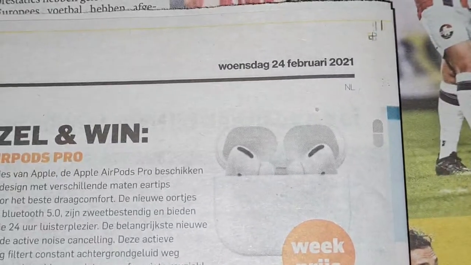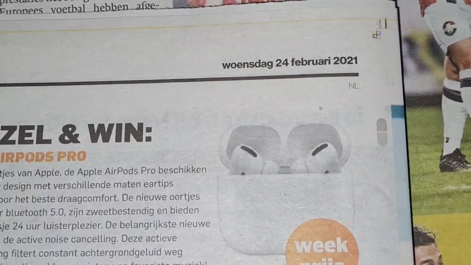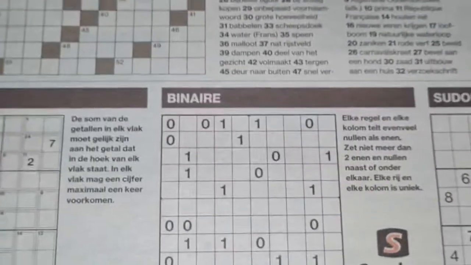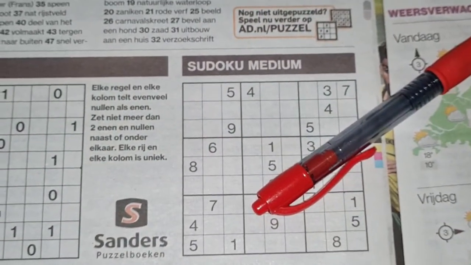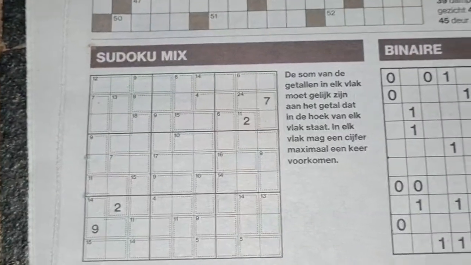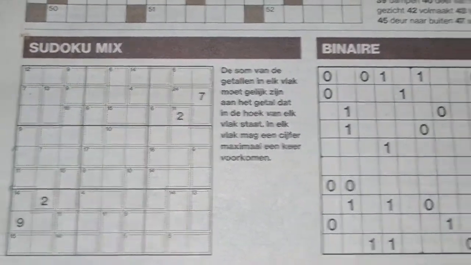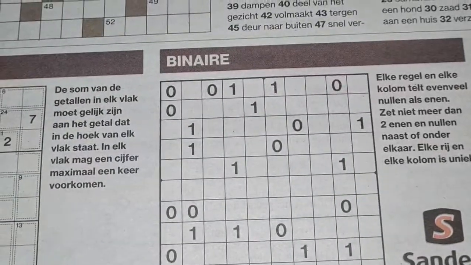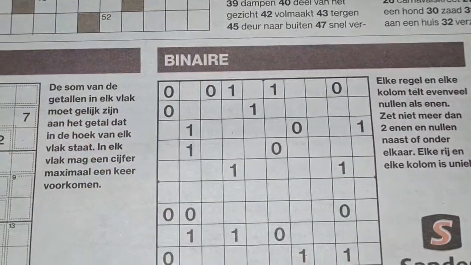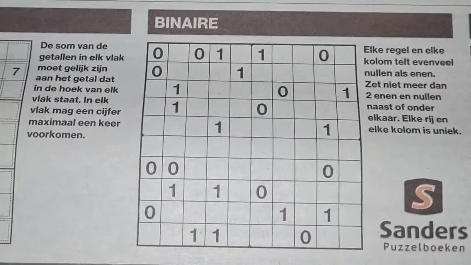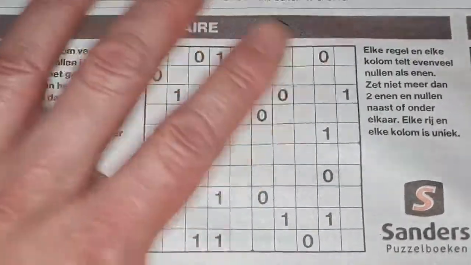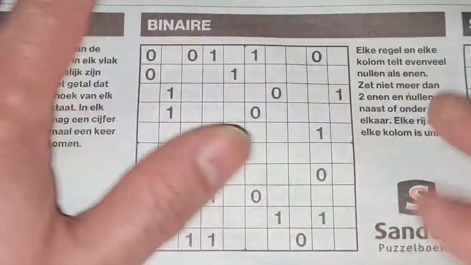Yes, it's already Wednesday, February the 24th, 2021. We have here three regular Sudokus. A binary one, 10 by 10, a medium Sudoku, and a killer Sudoku, aka Sudoku mix. By the way, there's also in this newspaper an additional one with 8 extra Sudokus. But first, we will do the regular Sudokus.